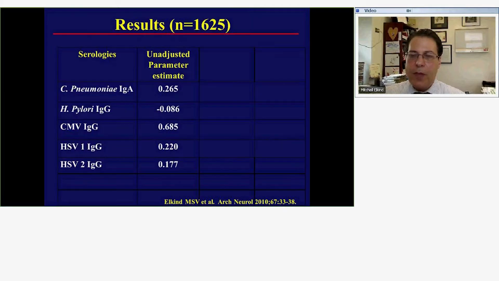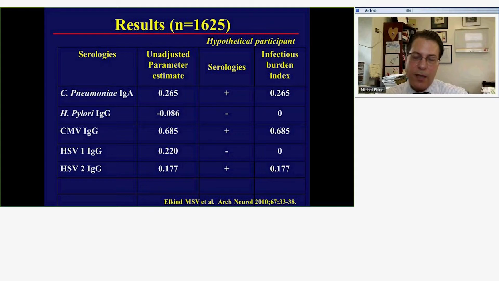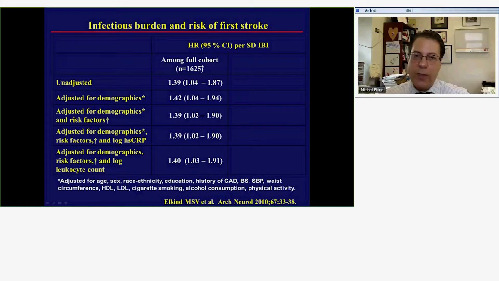Now, so then what we did was to create what we called an infectious burden index by taking the parameter estimate or the strength of association of a given infection. And for an individual who had that positive serology, they would get that parameter estimate as part of their infectious burden index. So if they were positive for chlamydia pneumoniae, that would contribute to their score. If they were negative for another one, they wouldn't get any points for that. And then we could add up the total of these parameter estimates to arrive at this total infectious burden index in our cohort. And then we looked at this infectious burden index as a risk factor for stroke.